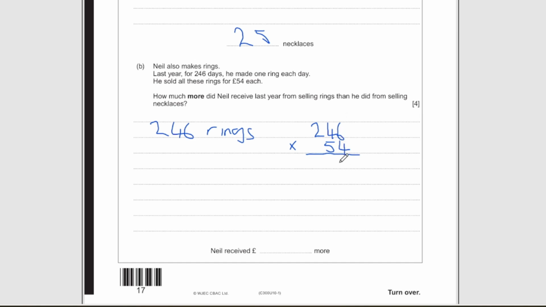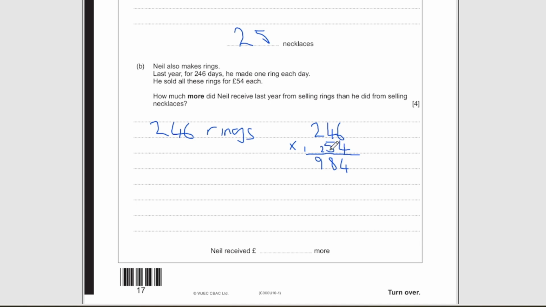4 times 6 is 24. Carry 2. I'm going to write that just here. 4 times 4 is 16. 16 plus 2 is 18. Carry 1. 4 times 2 is 8. Plus 1 is 9. That's the 4 done there.